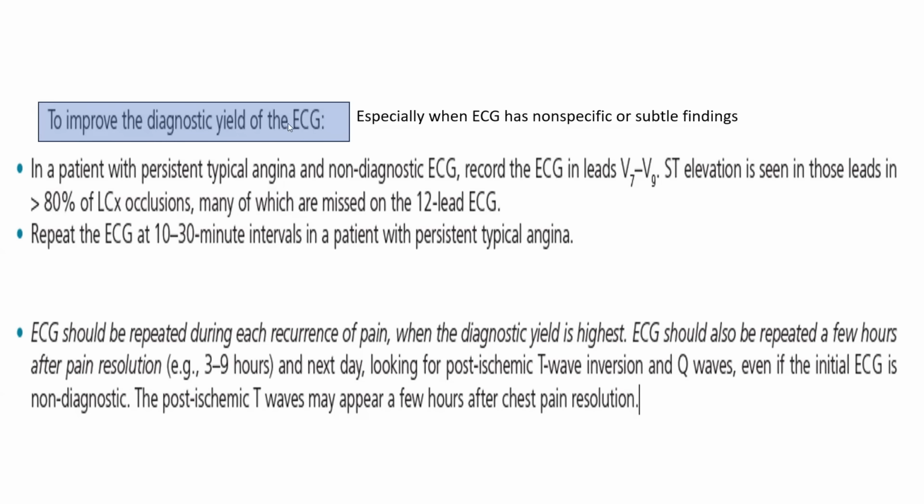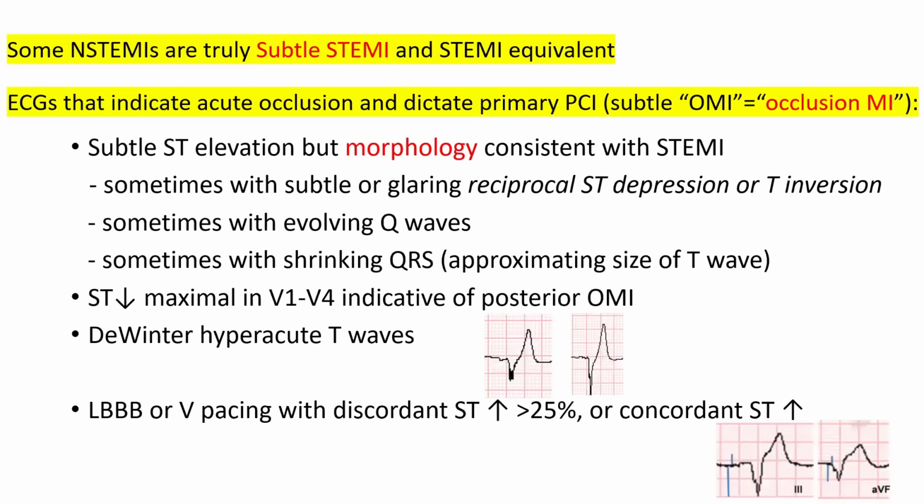Here is a summary idea that I explained. To improve the diagnostic yield of the EKG, especially when the EKG has non-specific or subtle findings, in a patient with persistent typical angina and non-diagnostic EKG, record the EKG in leads V7, V9. ST elevation is seen in those leads in 80% of left circumflex occlusions, many of which are missed on the 12-lead EKG.